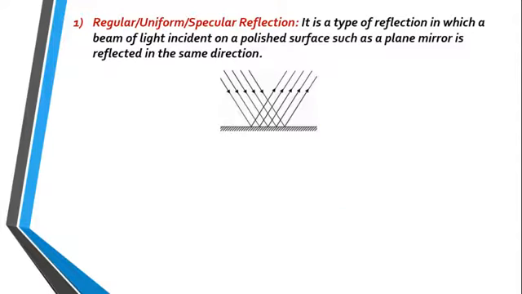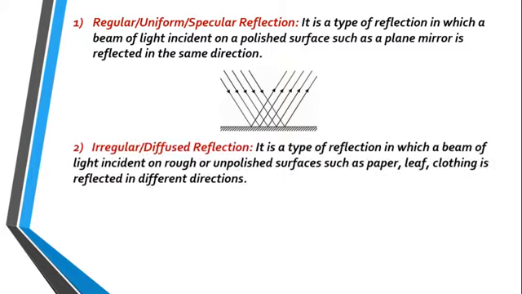Now let's look at the second type of reflection. The second type of reflection is opposite to that of the first type, and it's known as irregular or diffused reflection. It's a type of reflection in which a beam of light incident on rough surfaces such as paper, leaf, clothing, etc. is reflected in different directions.